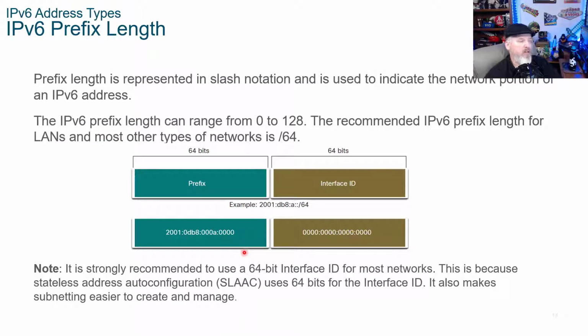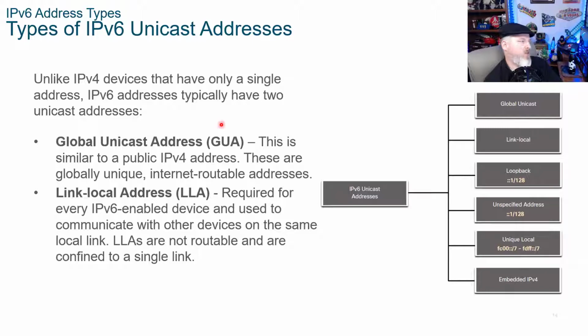It's strongly recommended to use a 64-bit interface ID for most networks. That's because stateless address auto configuration, or SLAAC, which is covered in other modules. It's not covered in this module. It uses 64 bits for the interface ID. It also makes subnetting easier to create and manage. Let's take a look at unicast addresses.